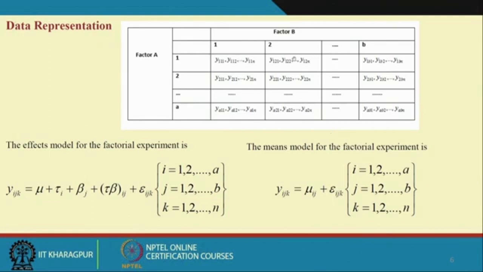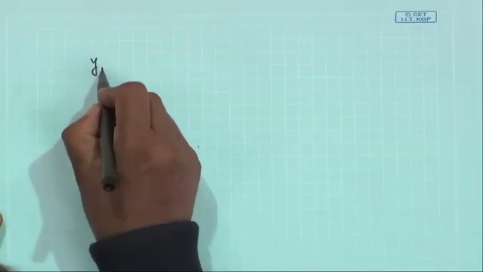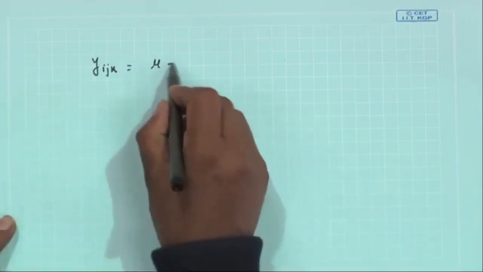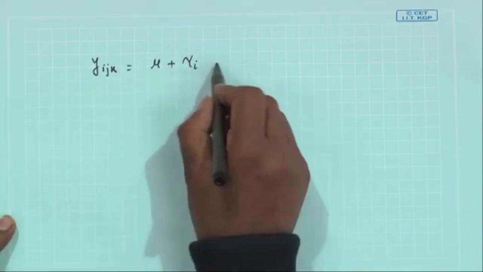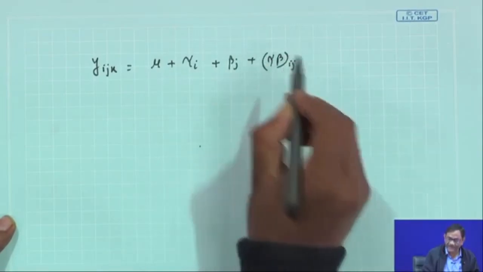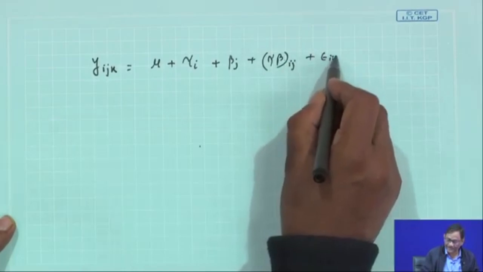The data representation for the two factor factorial case will be factor A with a levels, factor B with b levels, and if there are n replications, then your data set will be like this. And then what will be the statistical model? The statistical model will be something like this. We have y_ijk for factor A index i, factor B index j and replication k, and this will have a grand mean mu plus tau_i, the factor A effect, plus beta_j, the factor B effect, plus (tau beta)_ij, the interaction effect, plus epsilon_ijk.